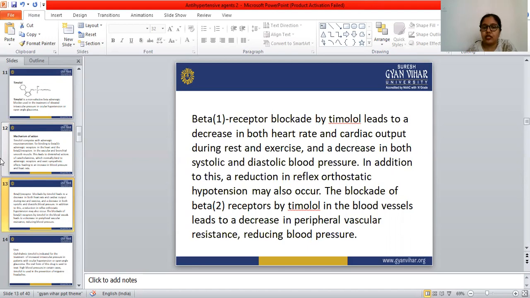The blockade of the beta 2 receptor by timolol in the blood vessels leads to a decrease in peripheral vascular resistance, and that reduces the blood pressure.